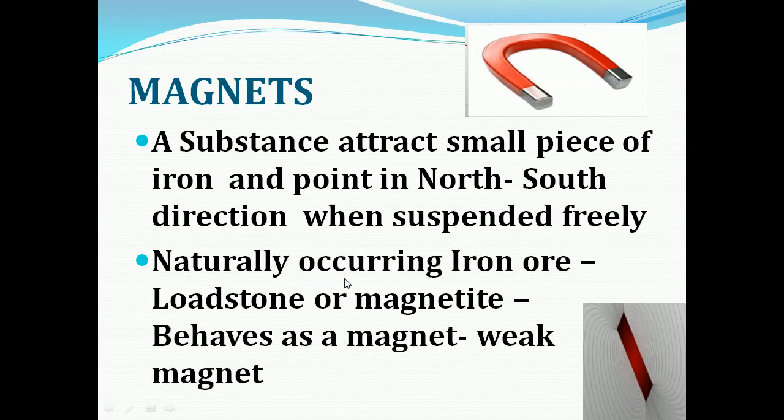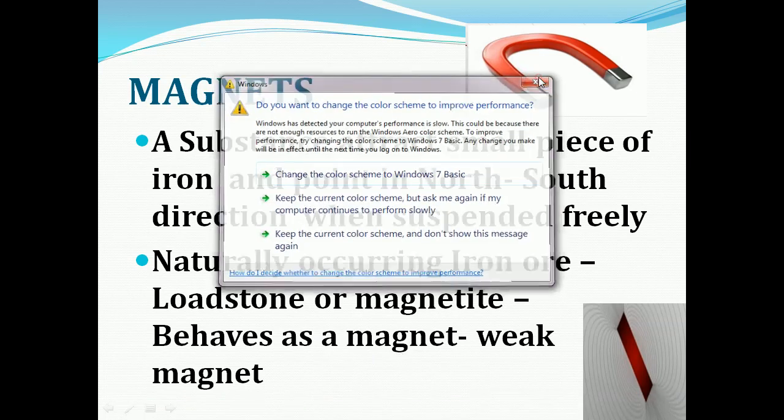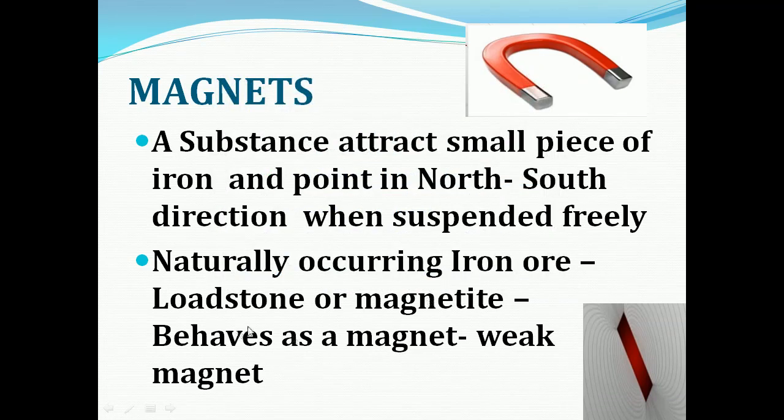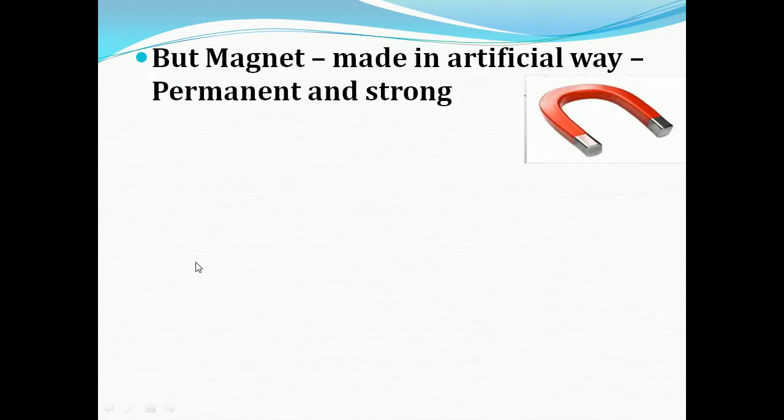Naturally occurring iron ore called lodestone or magnetite will behave as a magnet, but it is a weak magnet. So magnets are prepared artificially. The artificially made magnet is permanent and strong.